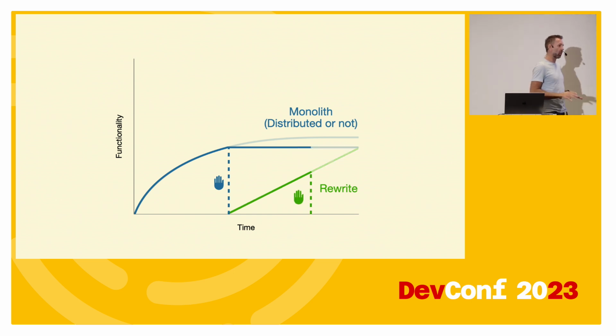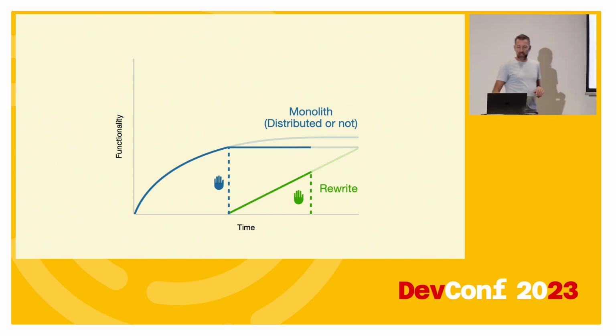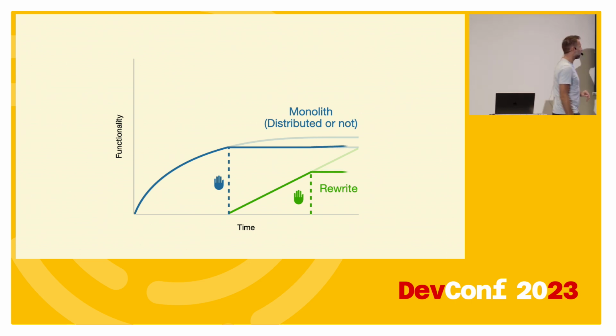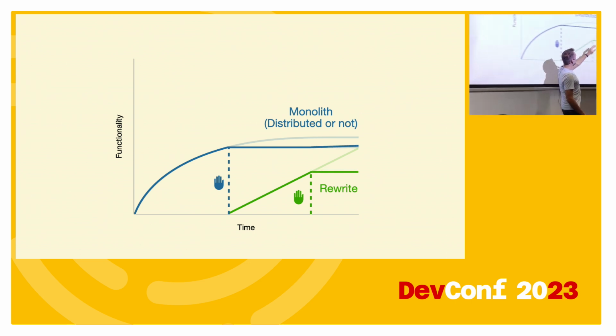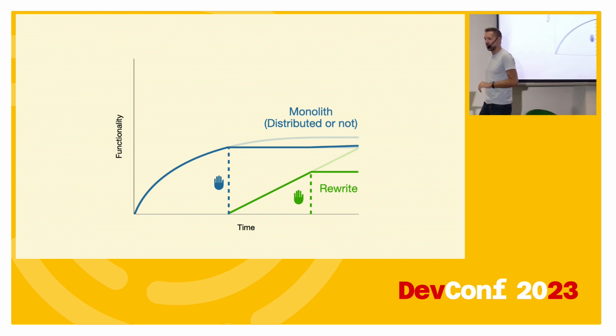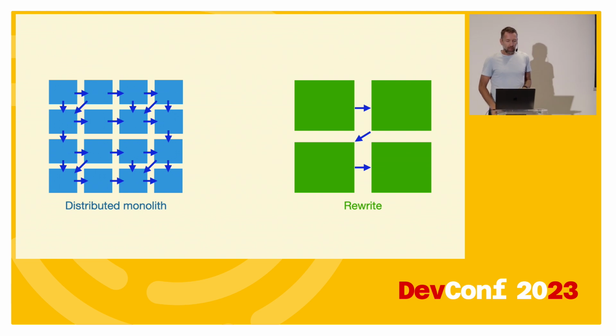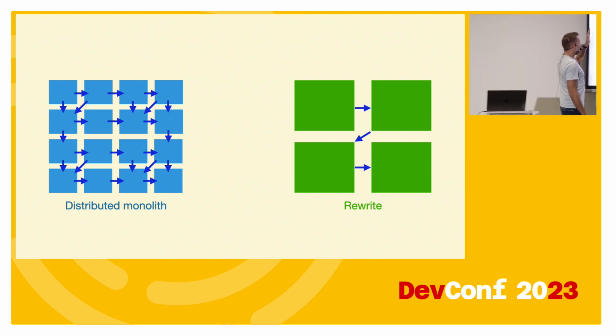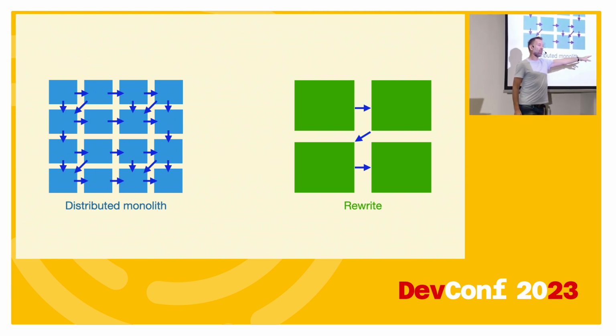We need to stop the rewrite. We need something to do with GDPR. So we're going to feature freeze the new system, and we're going to coax a little bit of functionality out of the old system there, just to satisfy these new requirements. The problem is you're now in a situation where you've got a distributed monolith, you've got your lovely new rewrite.